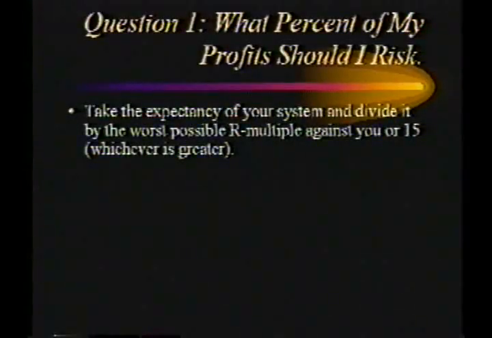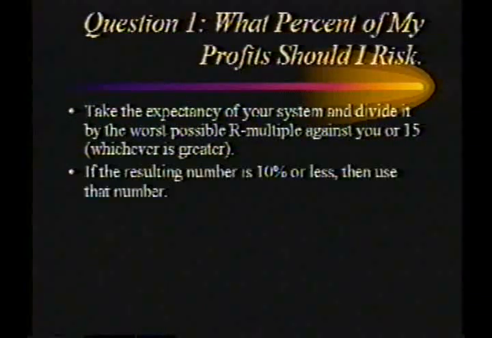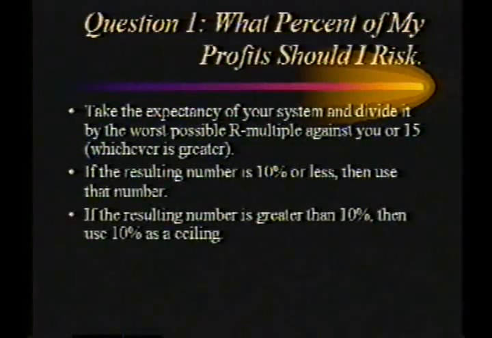And the first thing is, based on everything you learned in the first tape, you figure out the expectancy of your trading system. Okay? And you take that expectancy and you divide it by the worst R multiple against you. So you either divide it by that worst R multiple or you divide it by 15, depending on whichever is greater. If the resulting number is less than 10%, then you use that number. If the resulting number is greater than 10%, then let's limit it to 10% as a ceiling.